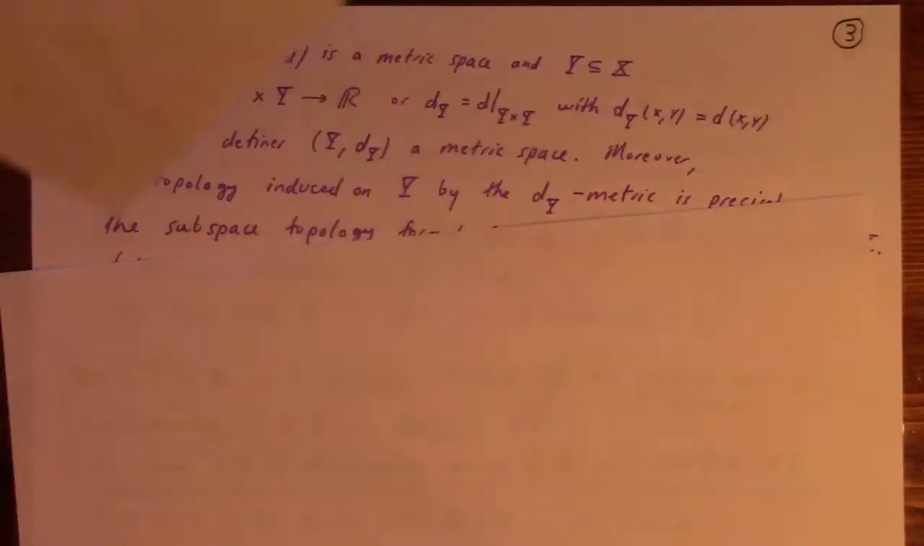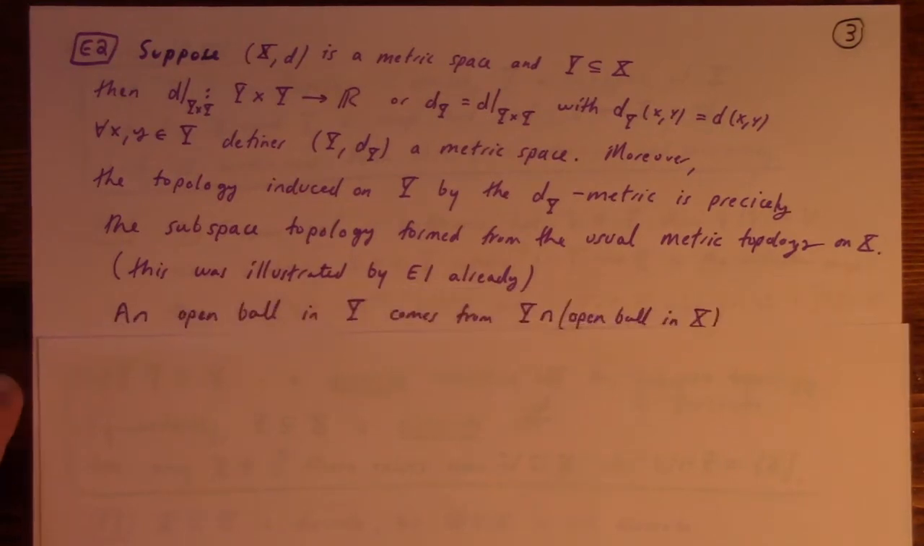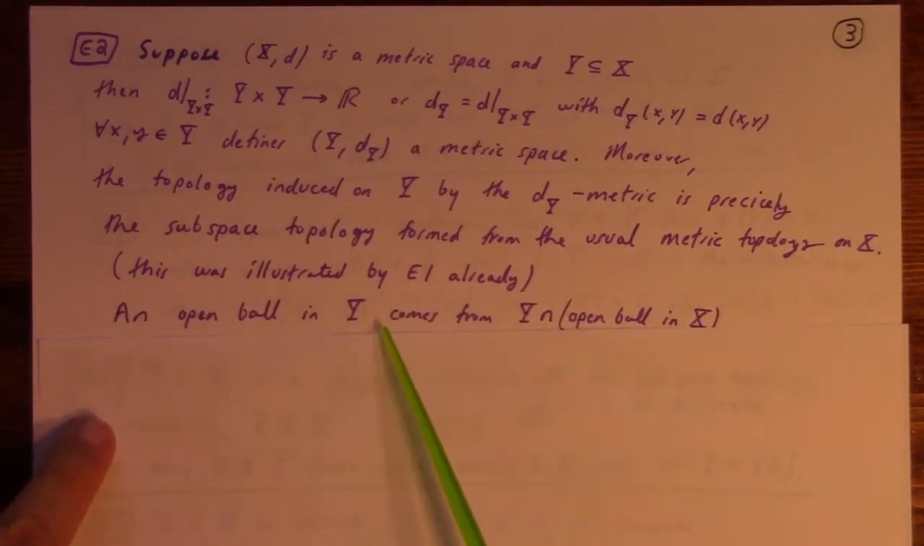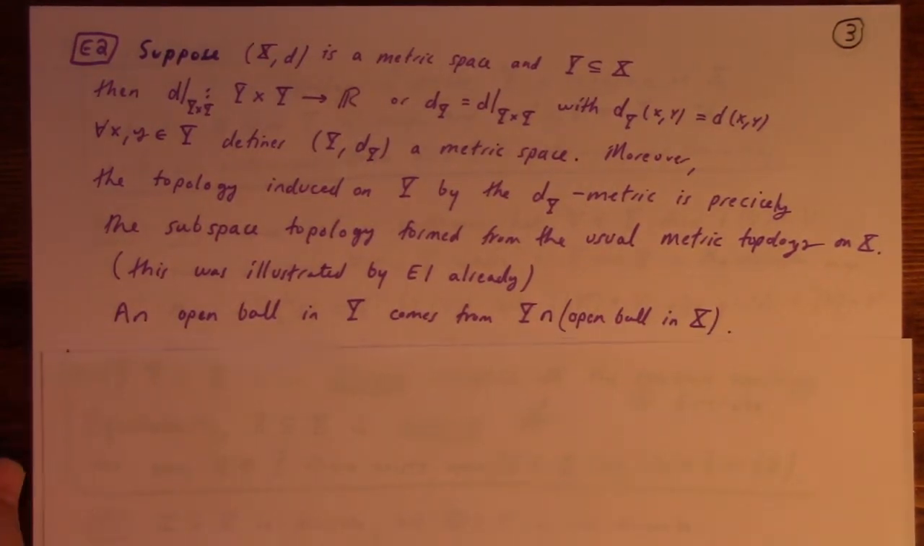All right, so an open ball in Y comes from Y intersect with an open ball in X in the context of a metric space, all right? So not everything's a metric space as we talked about last time, right? But if it is, the concept of distance function and induced metric topology all play nice with the concept of subset, is what this is saying.